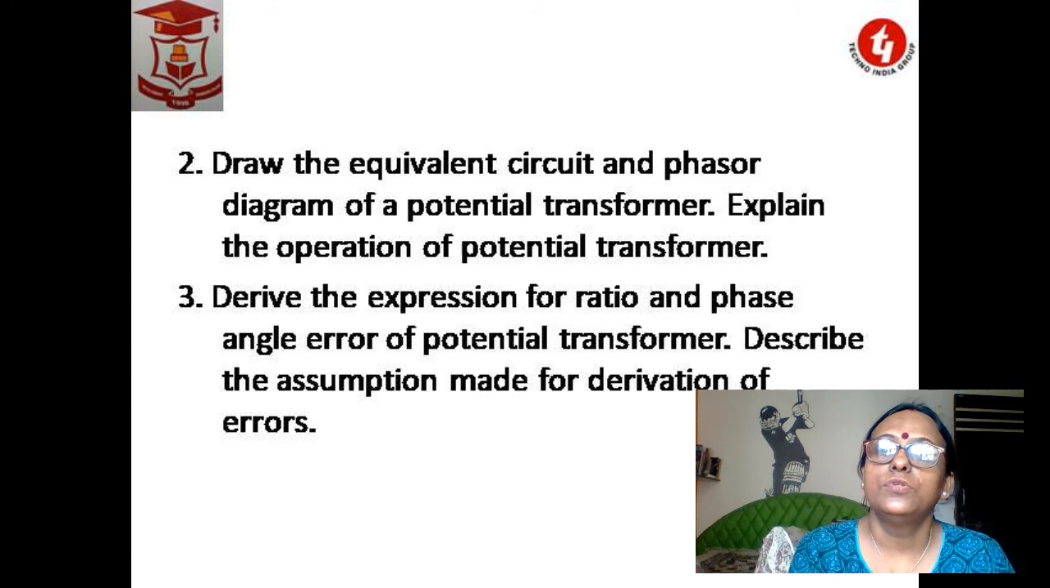Now draw the equivalent circuit and phasor diagram of a potential transformer. Explain the operation of potential transformer. Number 3 is derive an expression for the ratio and phase angle error of potential transformer. Describe the assumptions made for derivation of error. So we will explain all this thing.